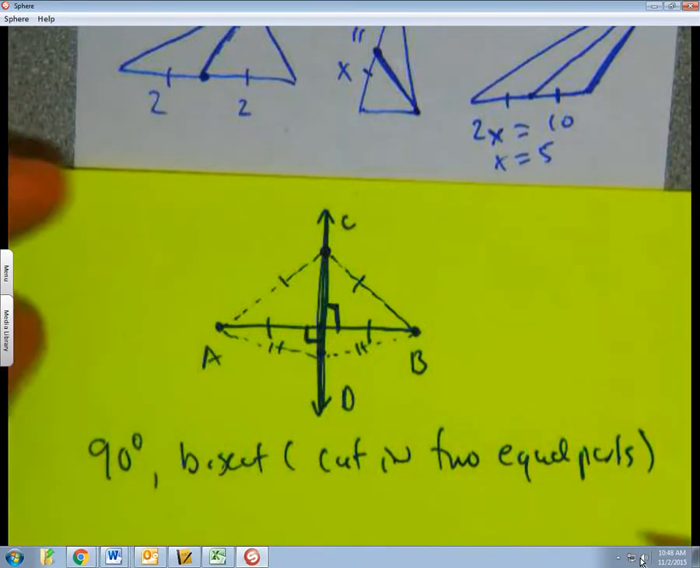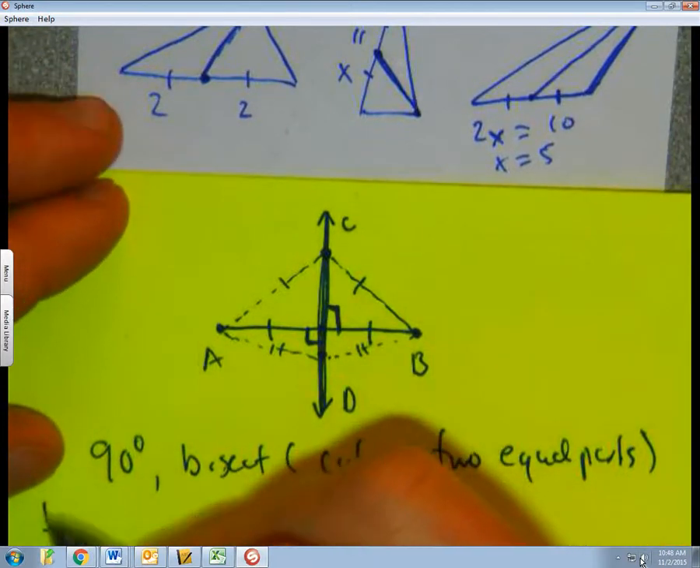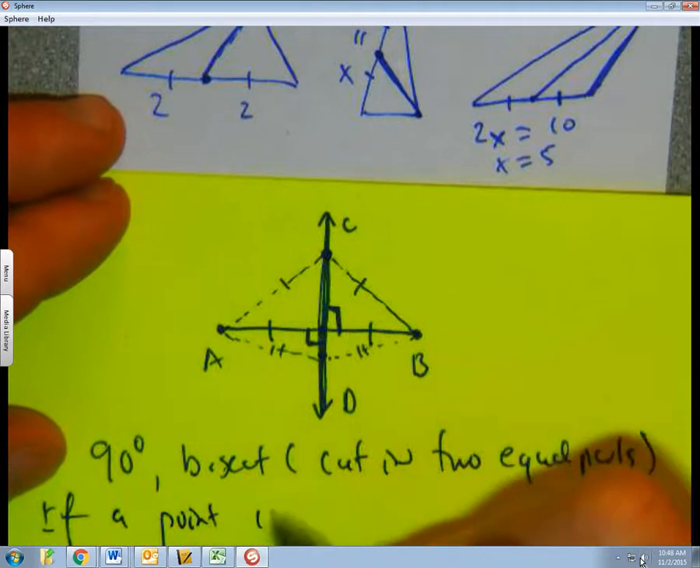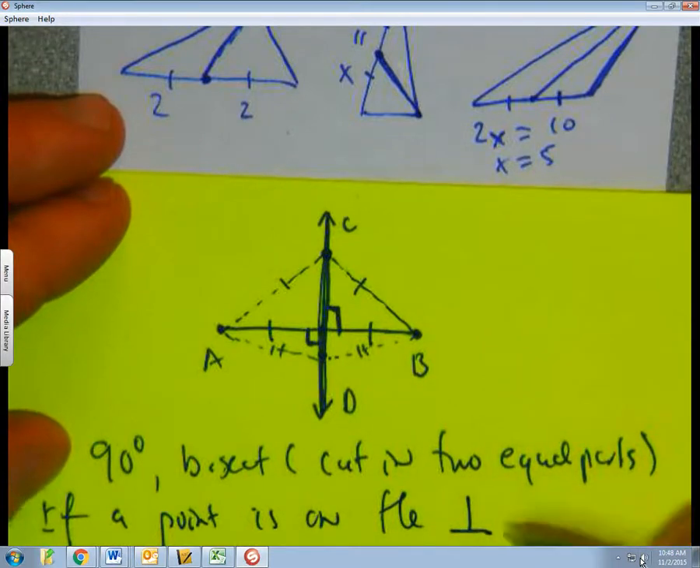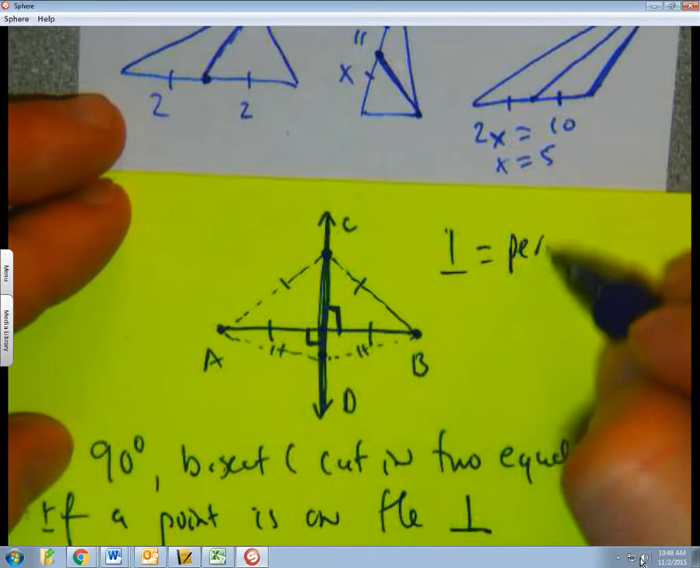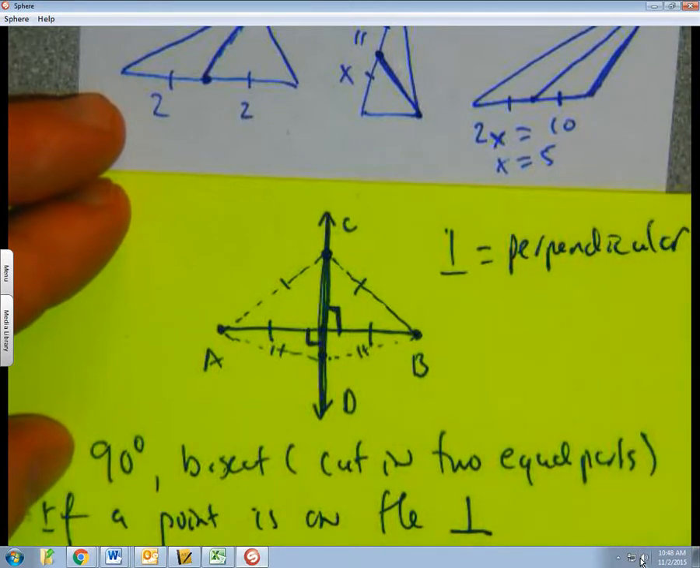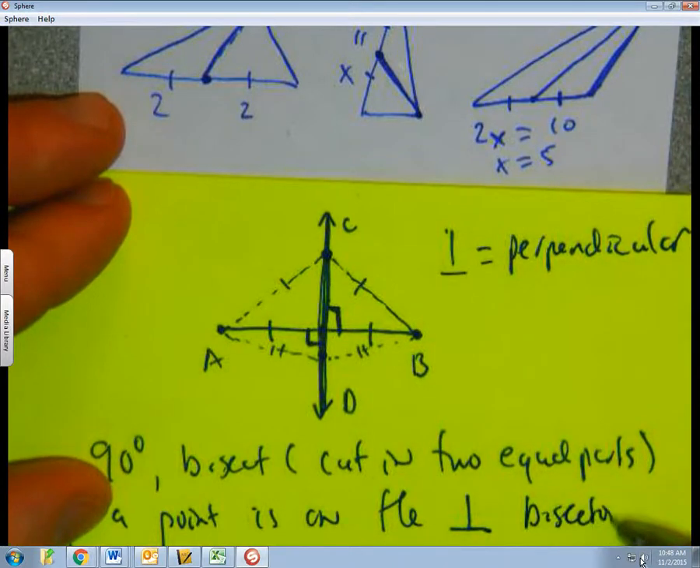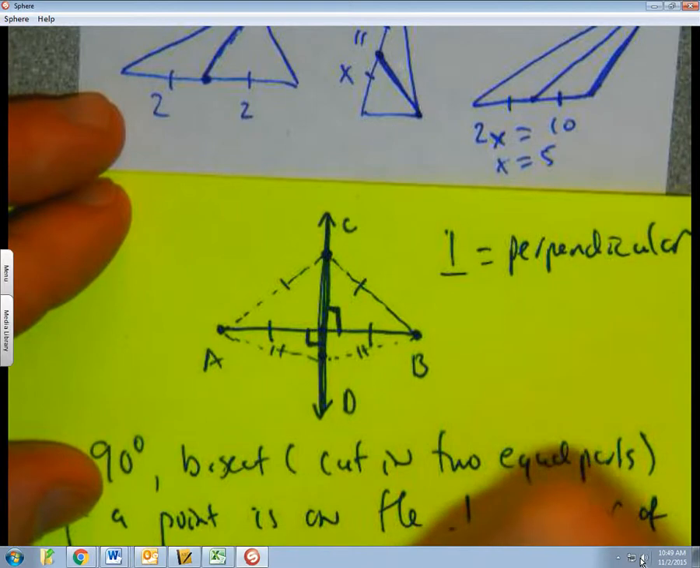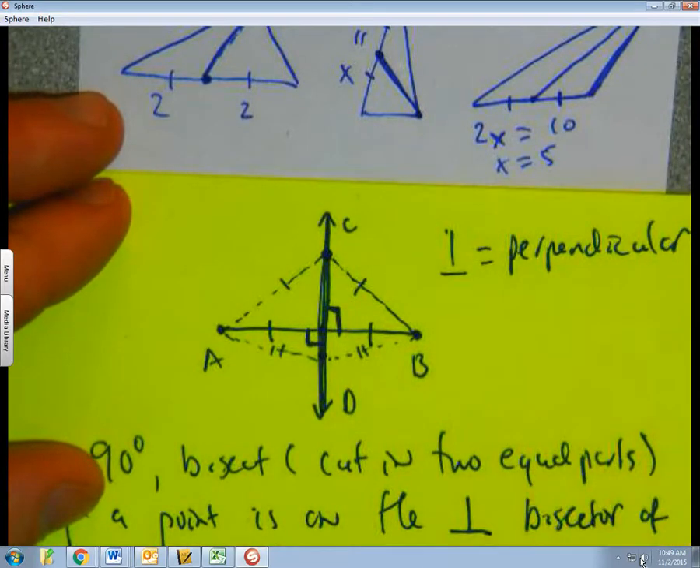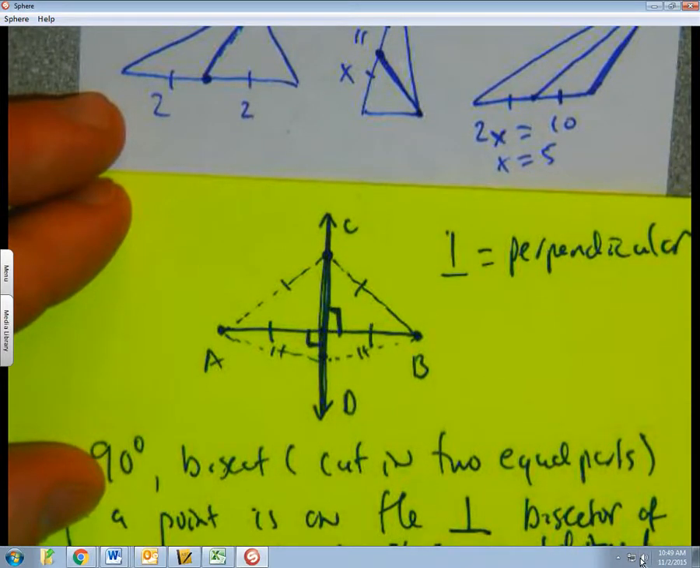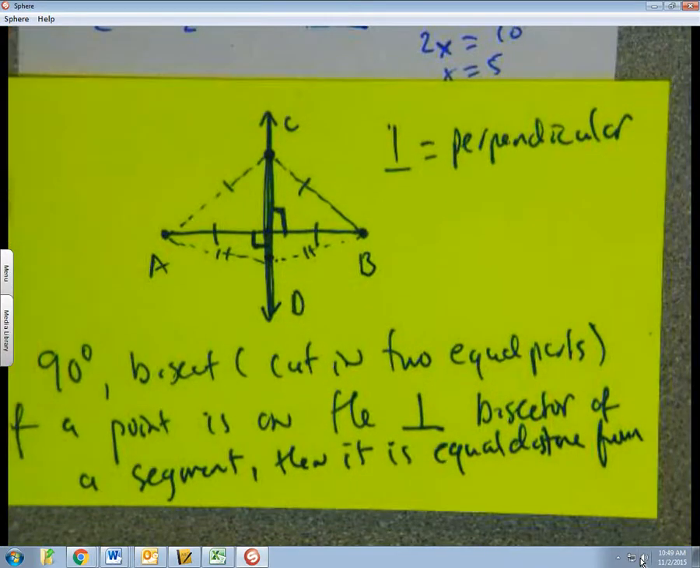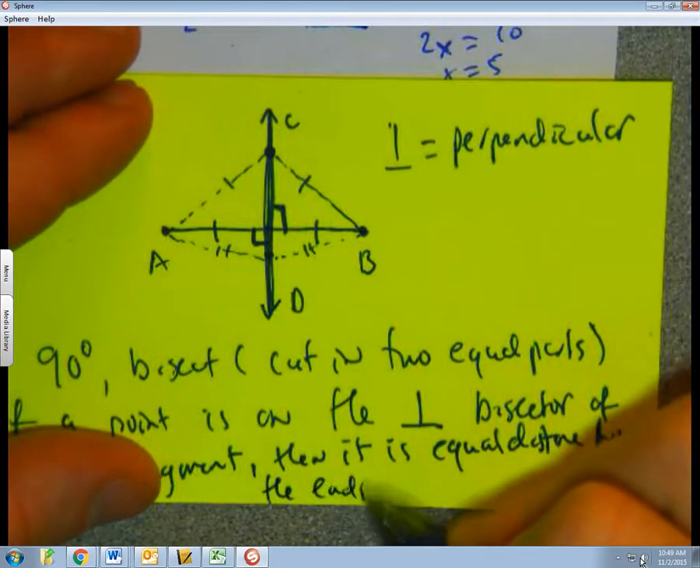And then this piece is that if a point is on the perpendicular bisector of a segment, then it is equal distance from the endpoints of the segment.